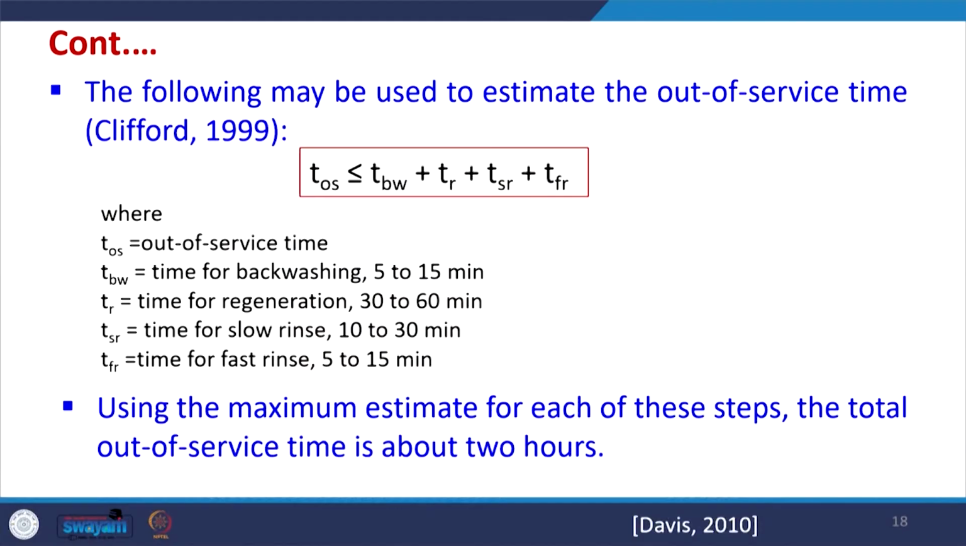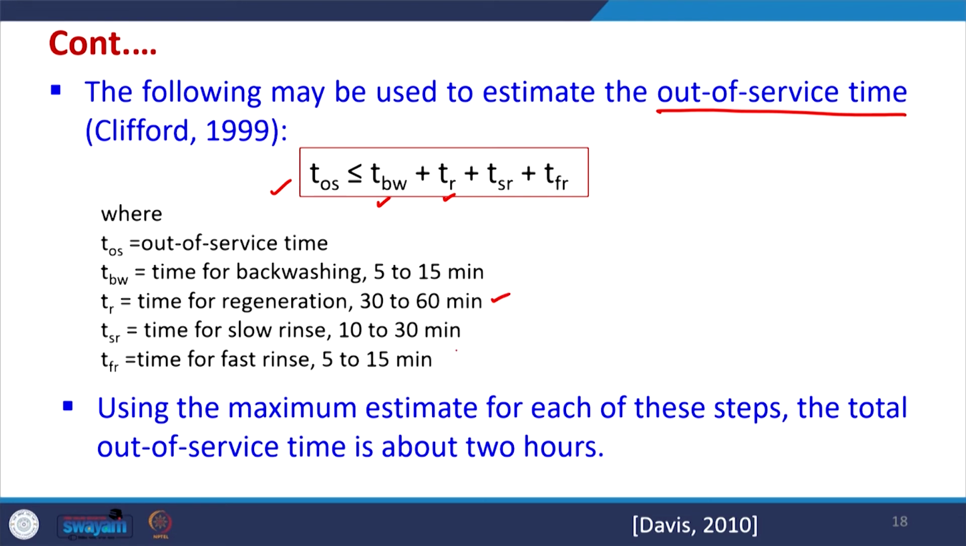Now, the following equation may be used for finding out the out of service time. The total out of service time will be equal to the time of backwashing, which we have already said may be from 5 to 15 minutes or otherwise. After that we have to perform the regeneration, and the regeneration time will be 30 to 60 minutes.